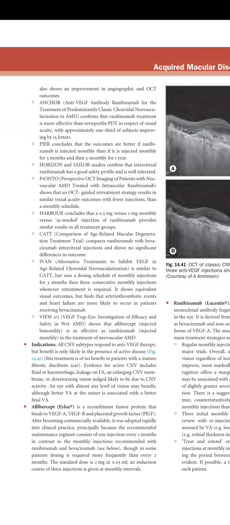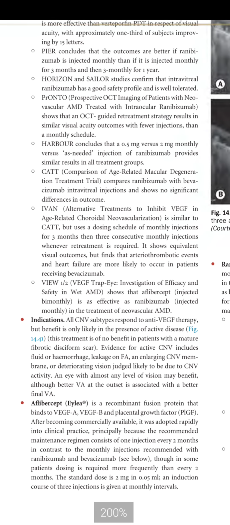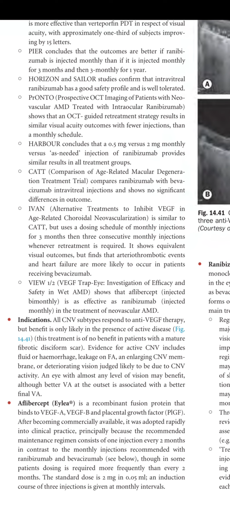So there are certain molecules for anti-VEGF treatment, like aflibercept, ranibizumab and bevacizumab. First is aflibercept, Eylea, which is a brand name. It is a recombinant fusion protein that binds to VEGF-A, B, and placental growth factor. After becoming commercially available, it was adopted rapidly into clinical practice, principally because the recommended maintenance regime consists of one injection every 2 months. So in the maintenance regime, it is usually a bi-monthly injection.